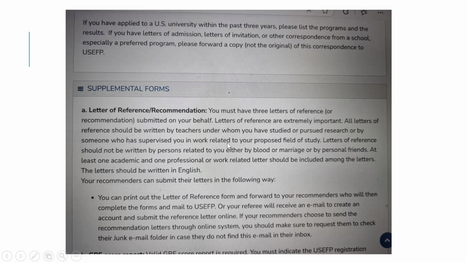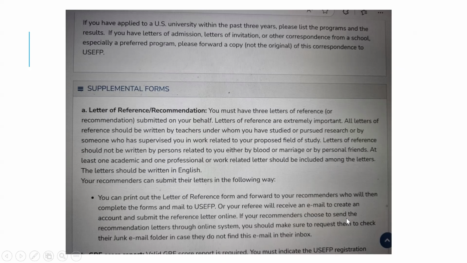All right, so this means that you need to have three letters. Either two should be your education related references and one work related, or two work related and one education related. So your recommenders can submit their letters in the following way. You can print out the letter of reference form and forward it to your recommenders, who will then complete the forms and mail them to USCFP. Or your referee will receive an email to create an account and submit the reference letter online. I would say that generally this is easier for your recommender, to just fill out your recommendation online.